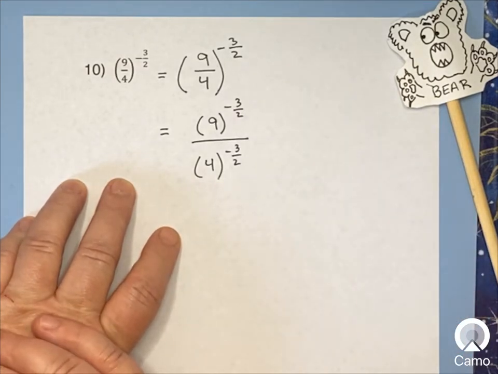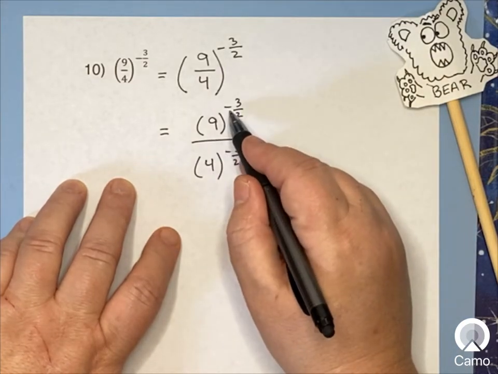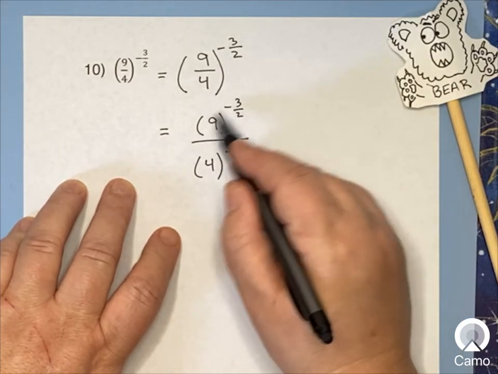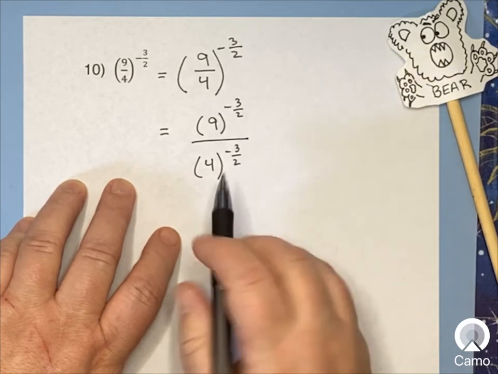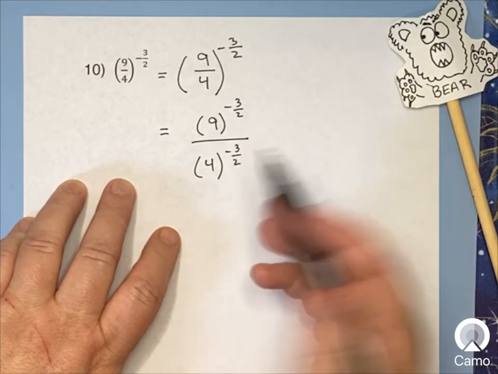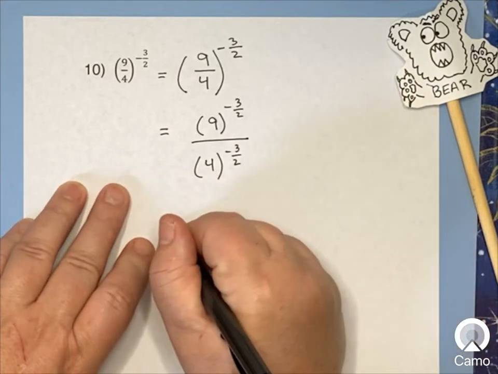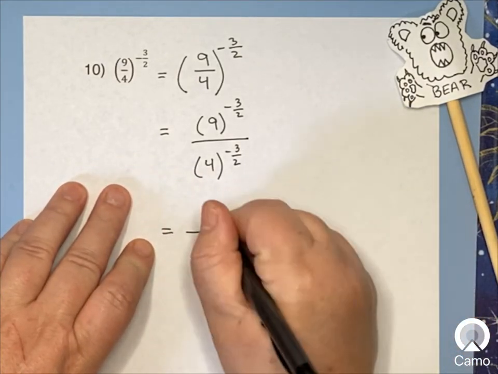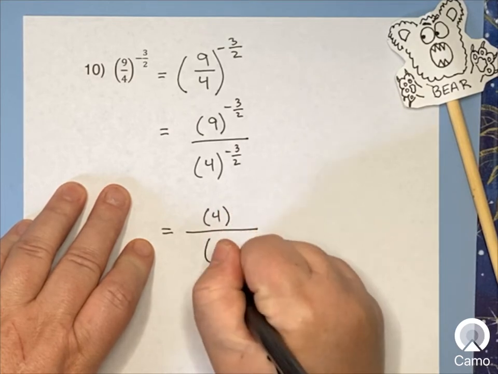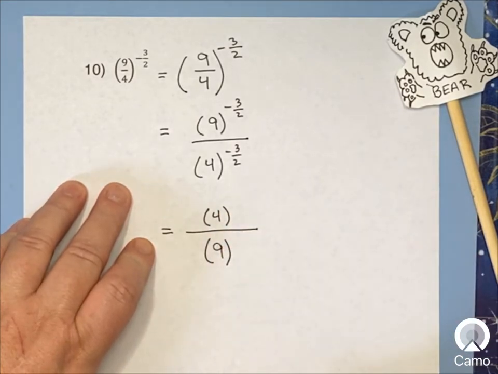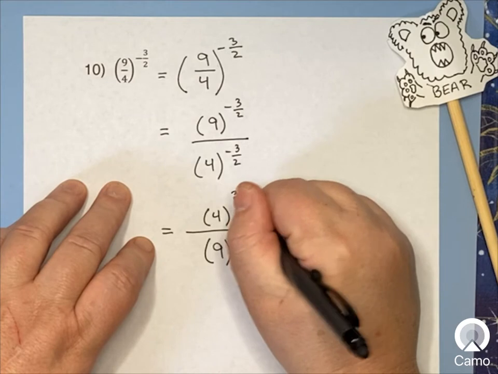So what is this telling me? Well, this is telling me that 9 is really unhappy being up there. It doesn't want to be on top. It wants to be on the bottom. And 4, with its negative exponent, does not want to be down there either. It wants to be on top. So what I'm going to do is move the 9 to the bottom and the 4 to the top. And in doing that, I make them happy again.